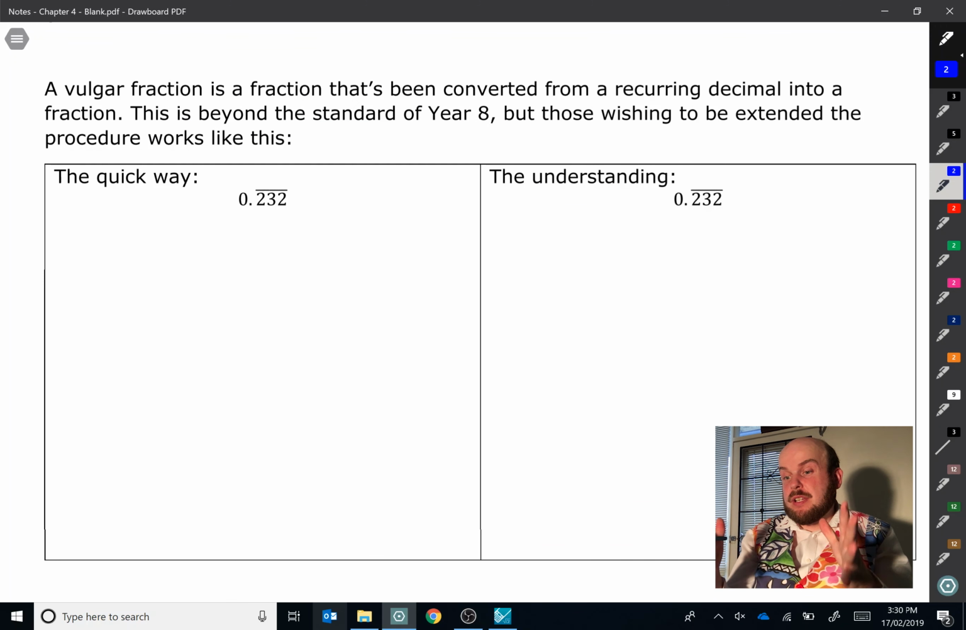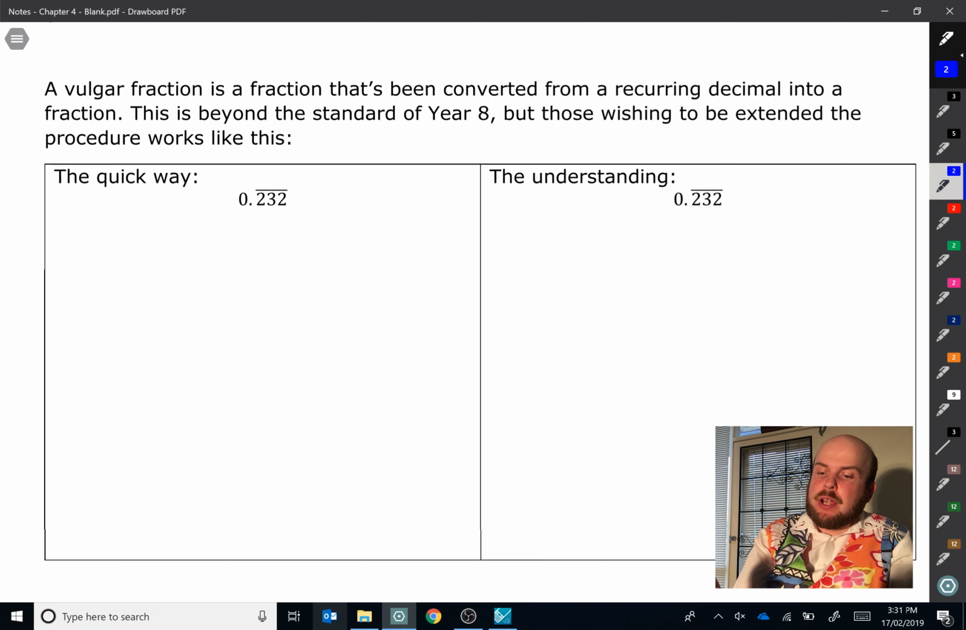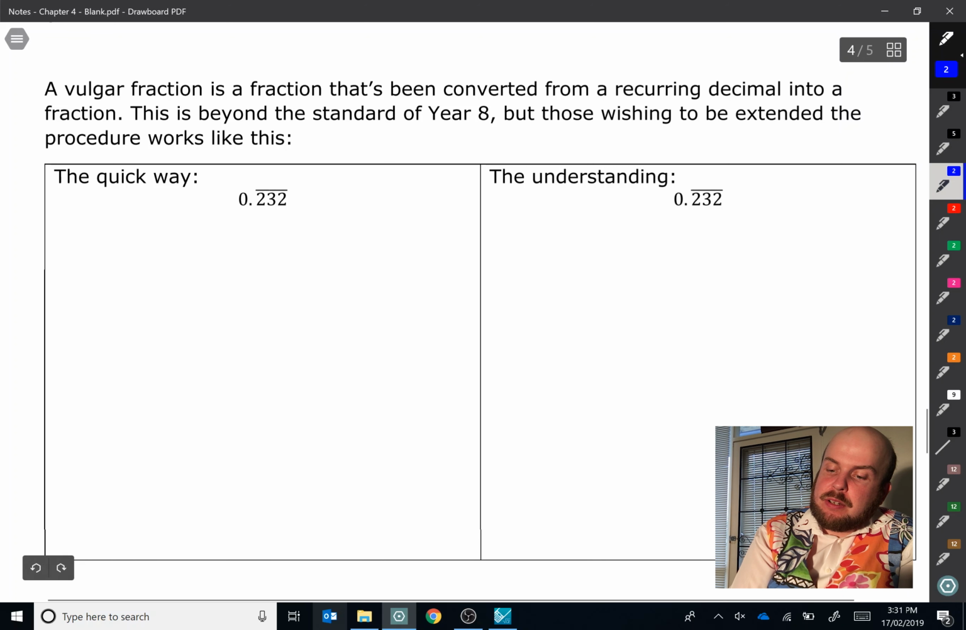So a vulgar fraction is a fraction that's been converted from a recurring decimal back into its original fraction. It's a bit beyond our current standard, but for those clever clogs, you might be able to give this a go. So we've got here this one example of 0.232, all recurring.